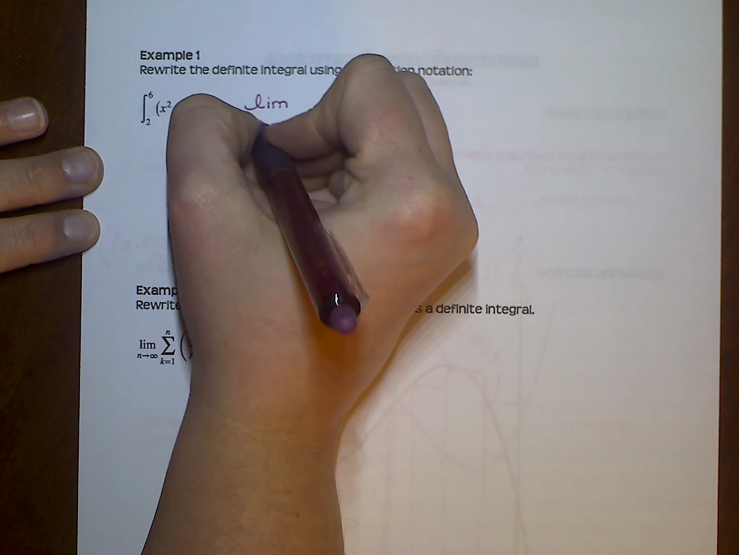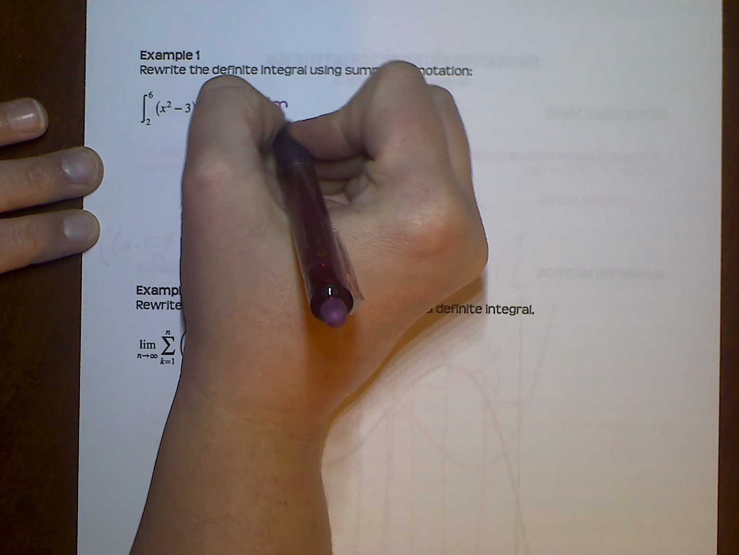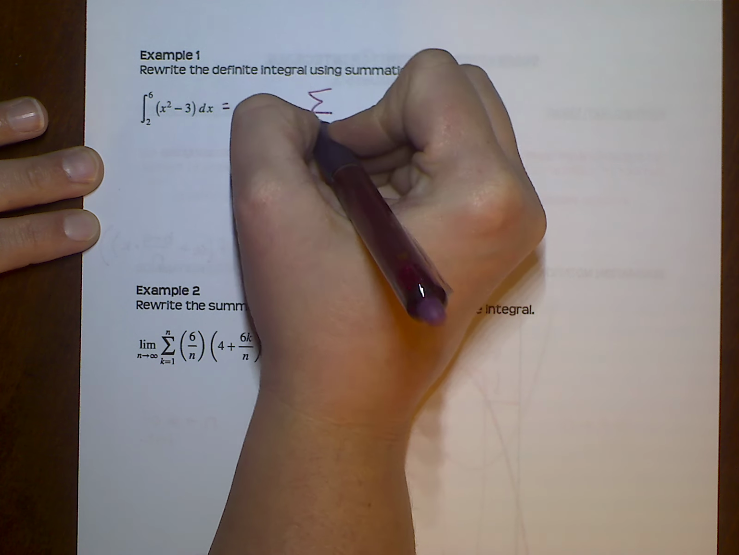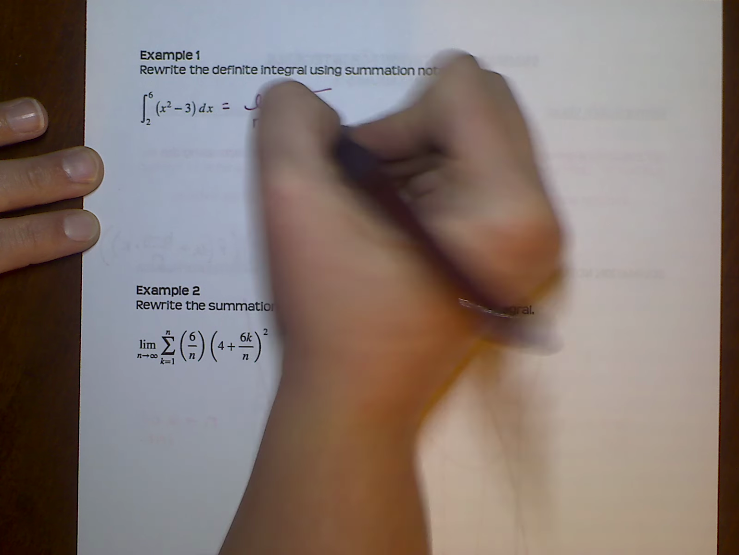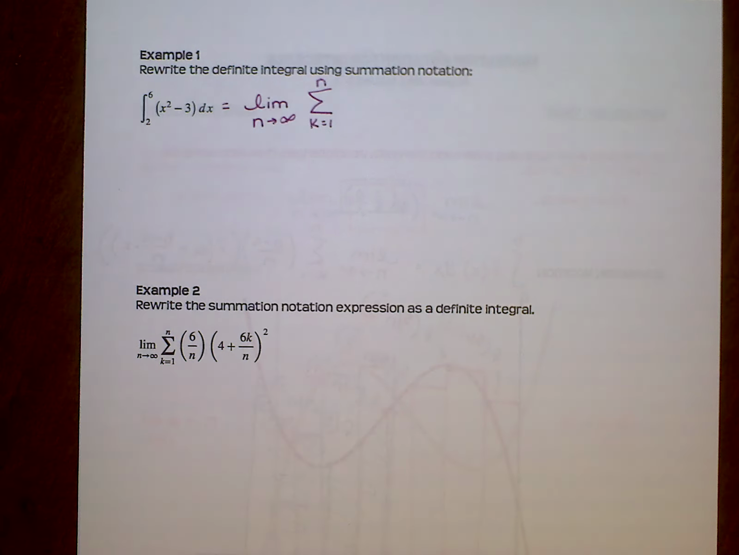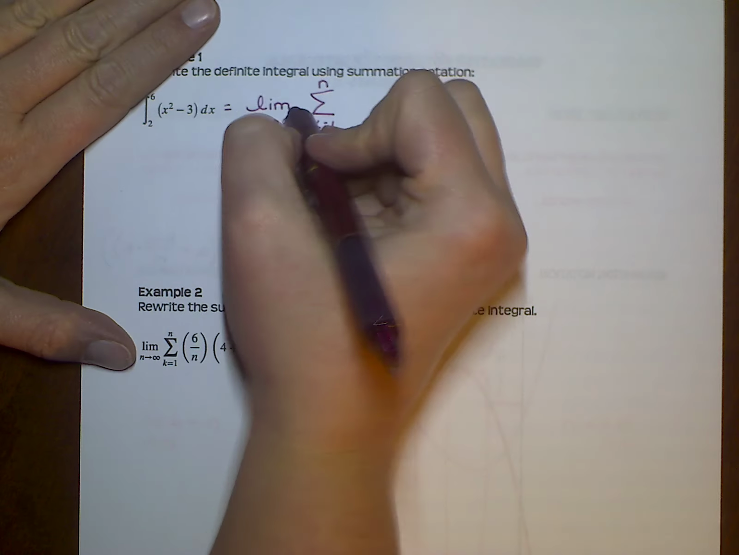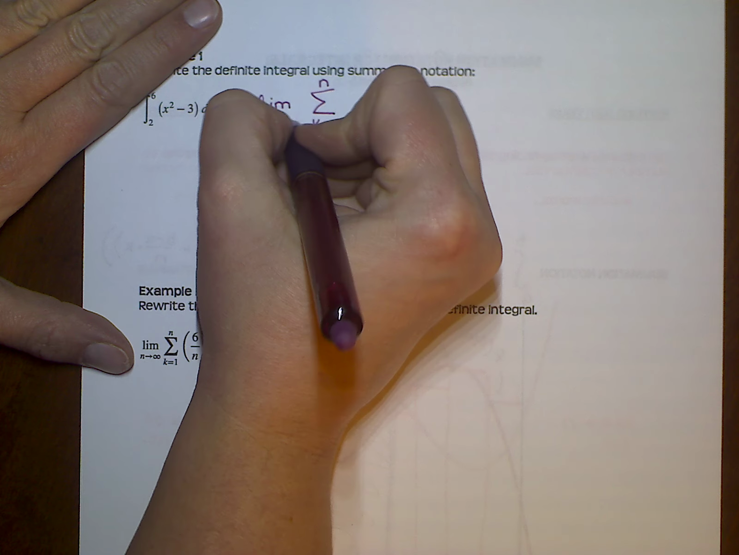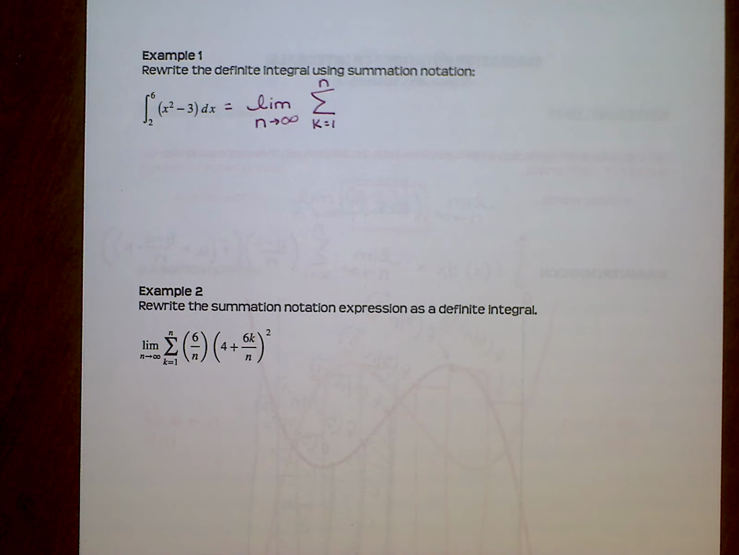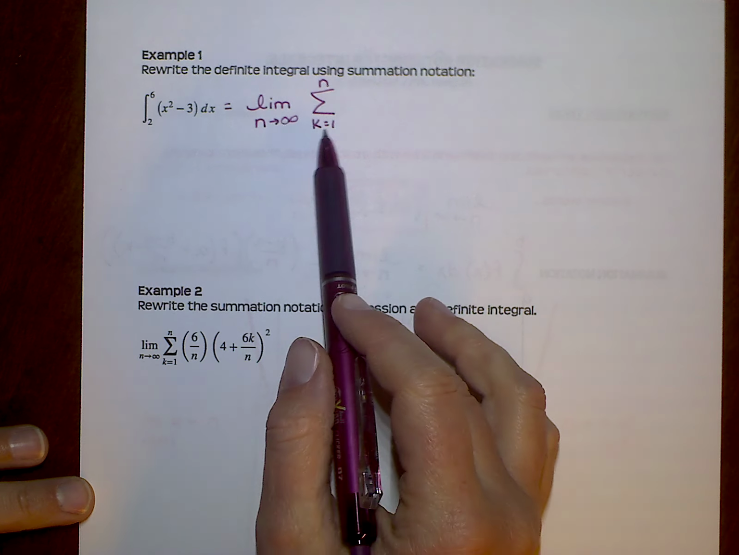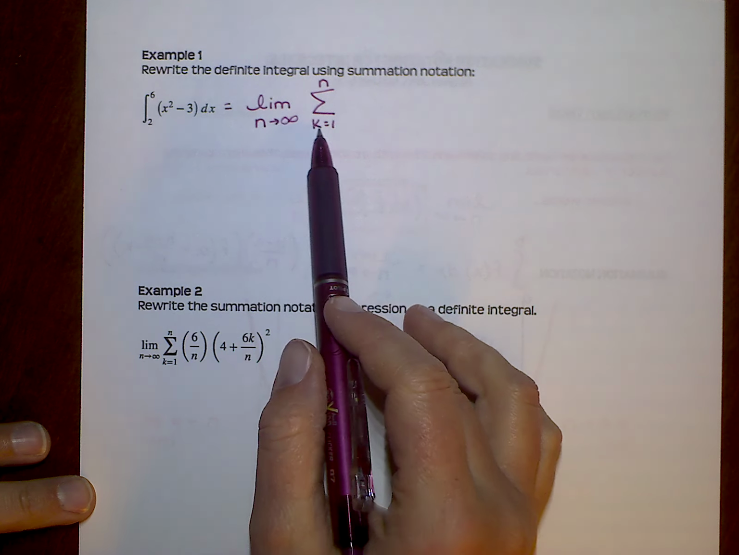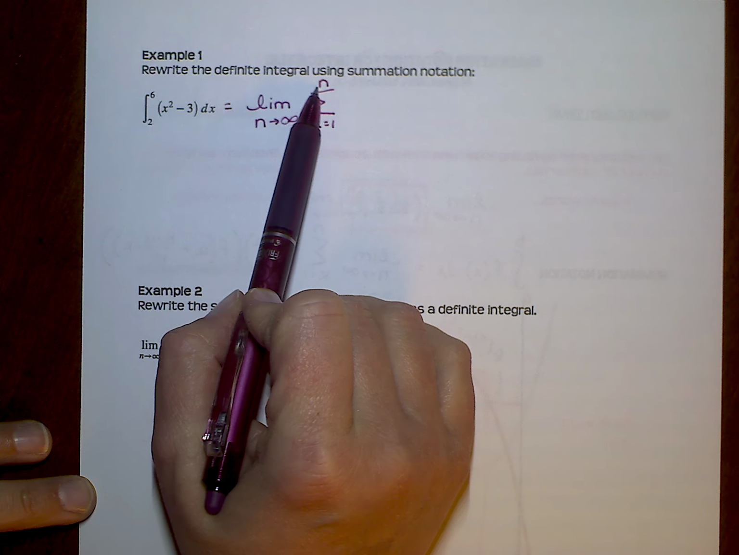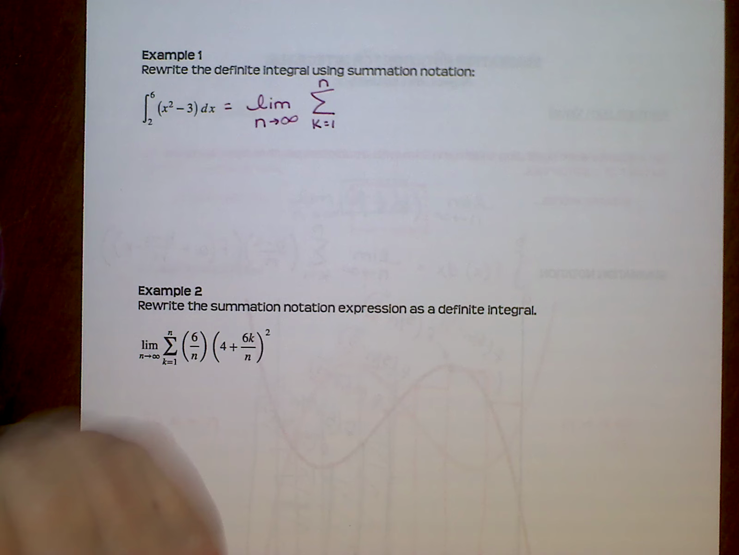Limit as n goes to infinity of the sum as k goes from 1 to n. That part is going to be the same every time. Okay, so limit as n goes to infinity. Really this is saying k, remember, is the number of my rectangles, and I want to make that number bigger and bigger and bigger. I want that n to go up forever and ever and ever.